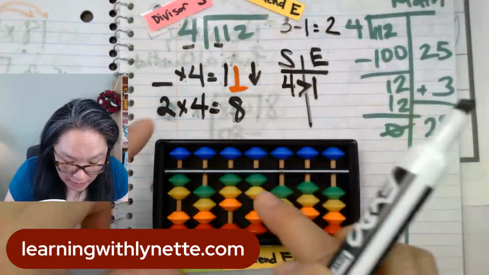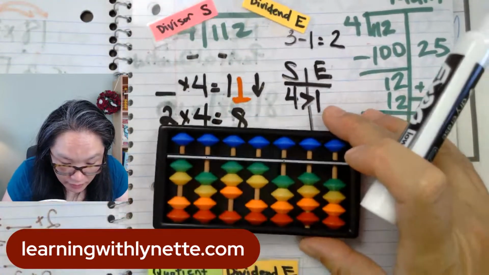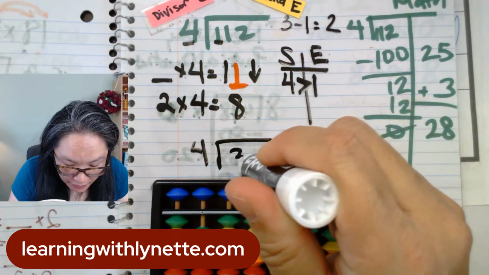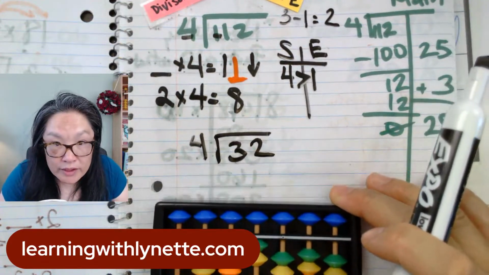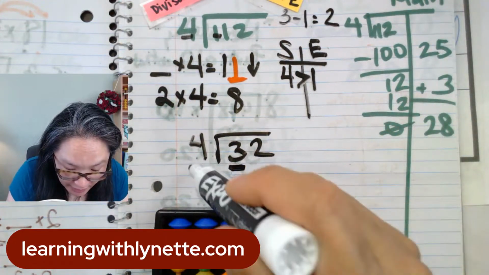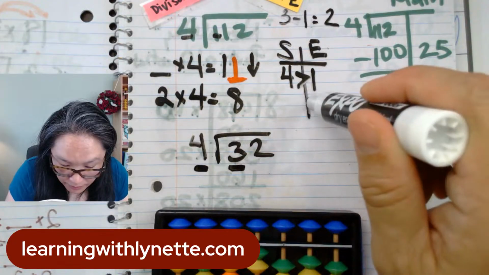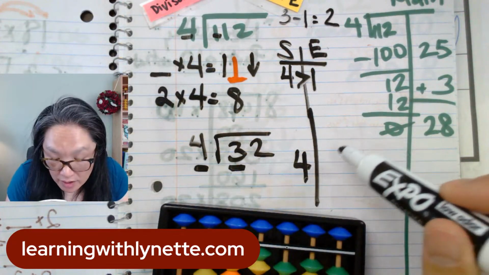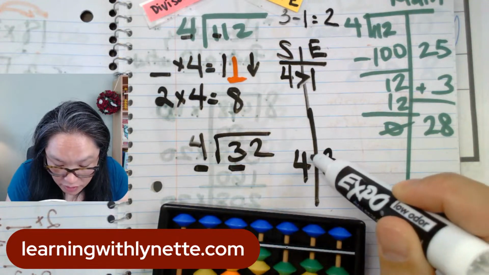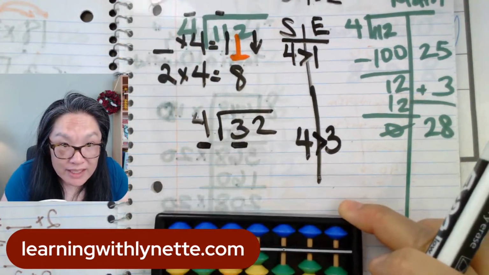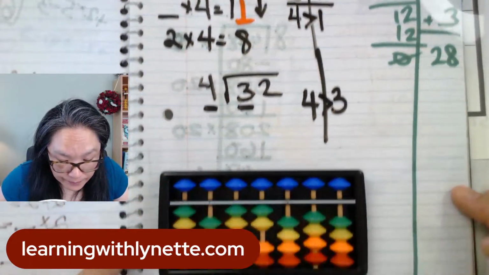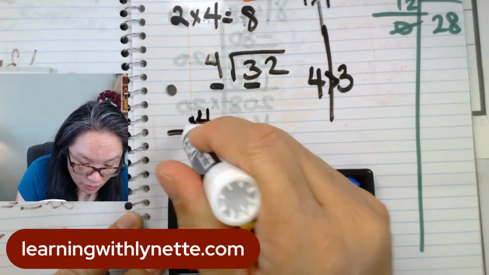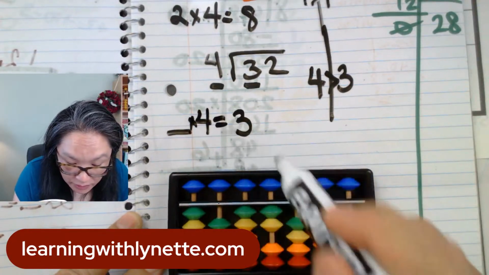Now I don't need to look at this anymore. I got to go here. So if I rewrote it, 4 divided by 32. So what do I do? I compare again. I compare my 3 and my 4. My 4 is a divisor. My 3 is my dividend. So I go this way. And then we could set up our question again. If we set up our question, what times 4 is equal to 3?